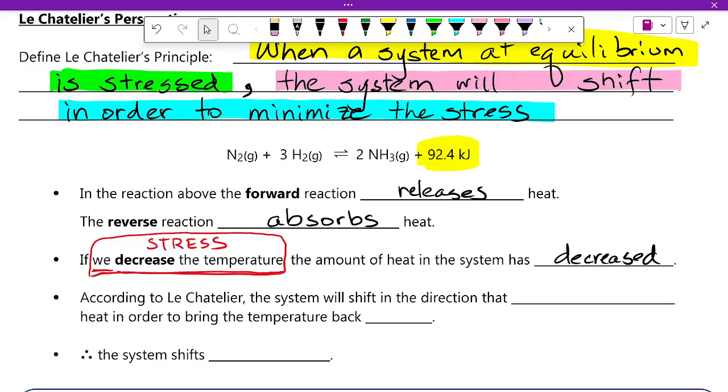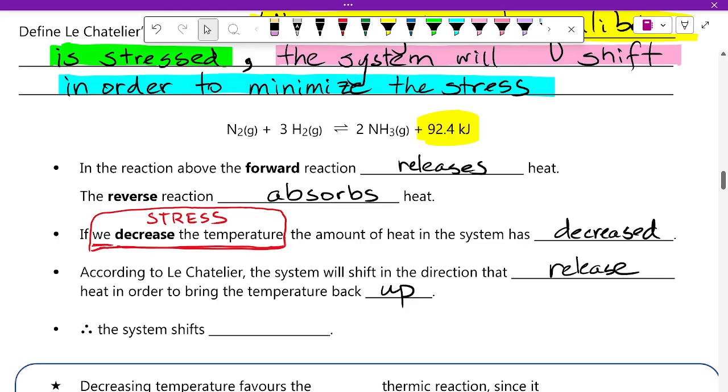Do we want to bring the temperature back down or do we want to bring the temperature back up? We want to bring it back up. In order to do that, we want to shift in the direction that will absorb heat or release heat. If you absorb heat, remember it gets turned into potential energy. Release heat to bring the temperature back up.